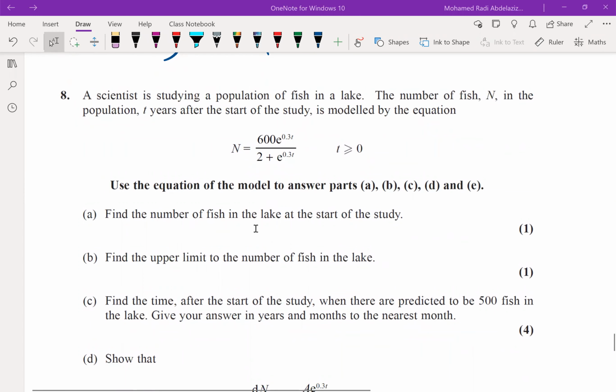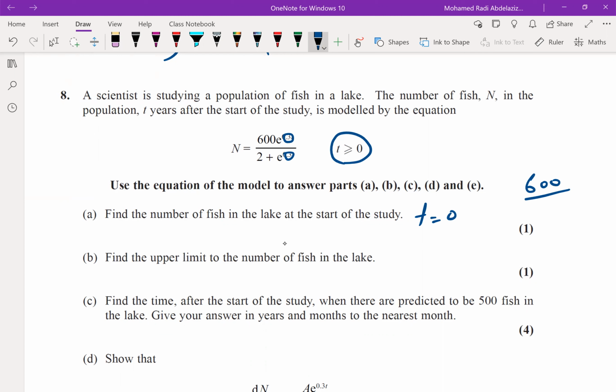Part A, find the number of fish in the lake at the start of the study. Start of the study means t is greater than or equal to 0. So just substitute t = 0 in this equation. e to the power of 0 is 1. So you will get 600 divided by 3. So the answer will be 200.